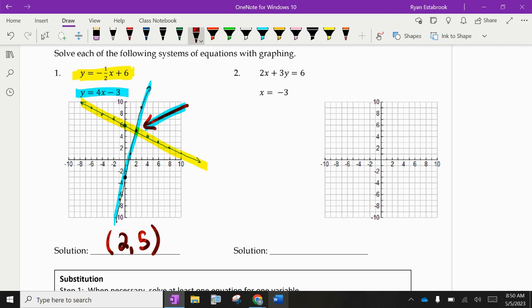So why would we use graphing to solve? Well, we'd use it if we are going to get a nice integer point, and it tells exactly what we're doing. So there's our example 1. Solve the system. Where do they intersect? Go ahead and move on to number 2, which is a little bit different in the form we were given.